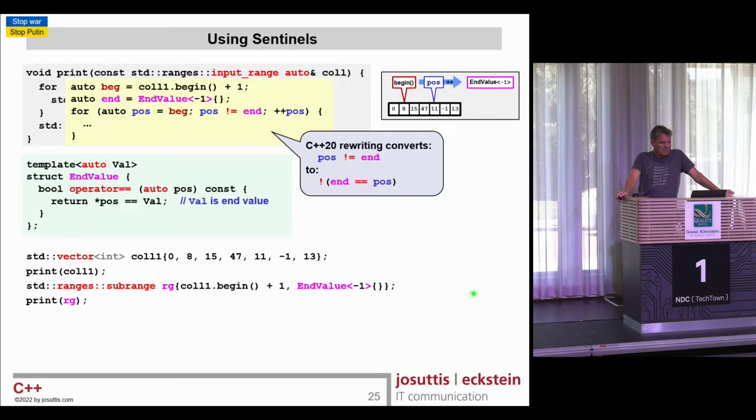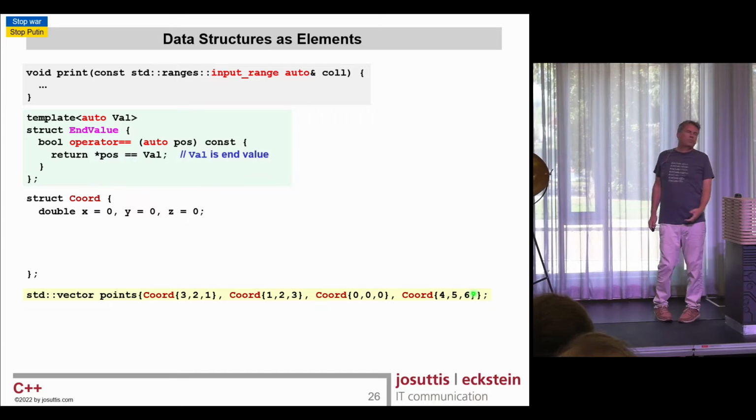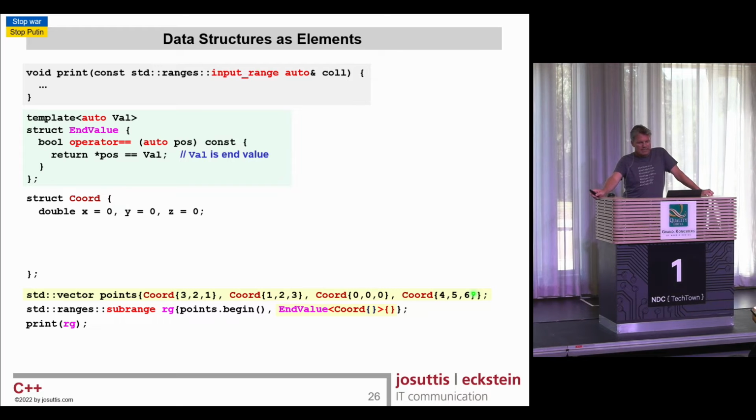A little bit of a side note. I used auto here when I declared end value. And we have a new feature that is auto as a template parameter. So template parameters can now be data structures as long as they are public. So we can say, okay, let's use a coordinate, a data type that has X, Y, and Z coordinates. And let's create a subrange that goes from begin to the end value, which is the default initialized coordinate, so with the value 0, 0, 0. And that works fine. Good. Enough of this.